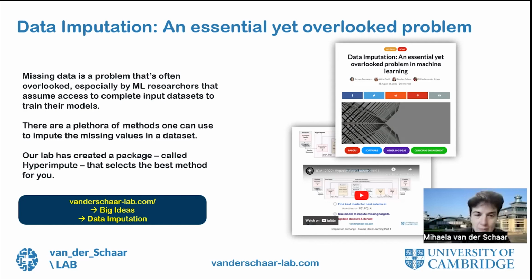And if you want to learn more about that, you can look at our big idea piece that focuses on data imputation. And we have an open source package that represents state-of-the-art in machine learning data imputation that's called HyperImpute. HyperImpute is part of AutoPrognosis, but it can also be used as a standalone data imputation paradigm.